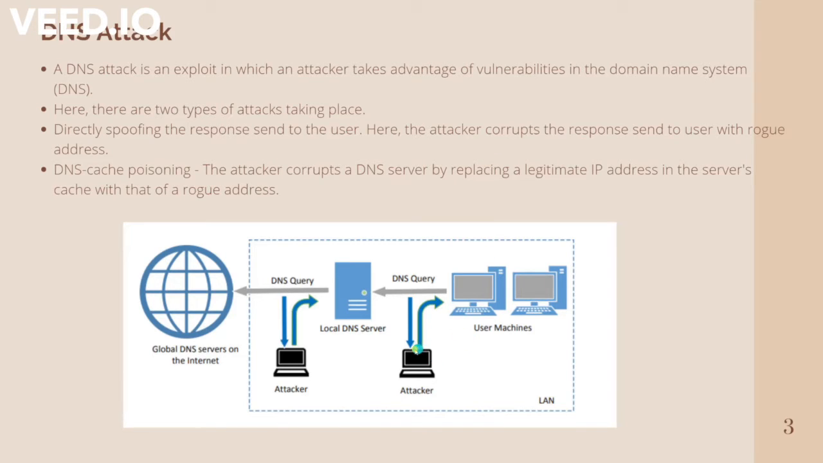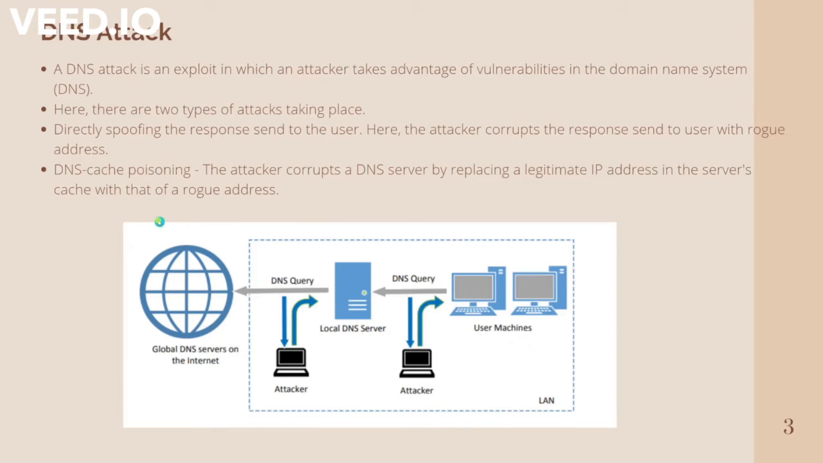As we can see in the picture, the attacker in the first attack is between the user machine and the local DNS server. When the user types the name of the website in the web browser, the user will send a DNS request to the local DNS server to find out the IP address. The attacker will sniff the DNS request message and will immediately create a fake DNS response and send that fake DNS response back to the user machine.